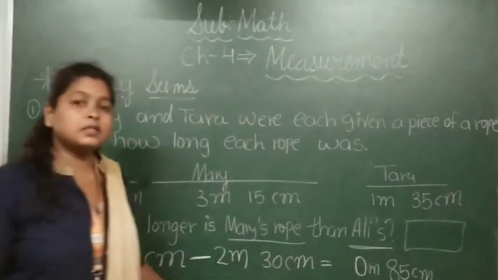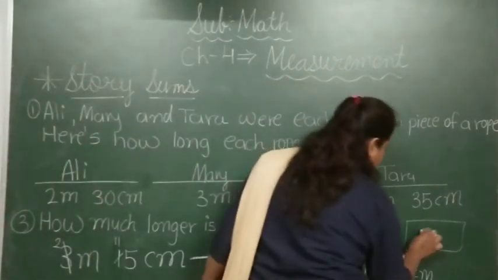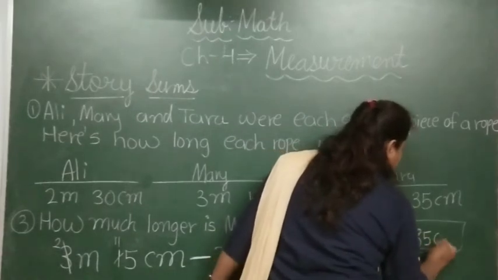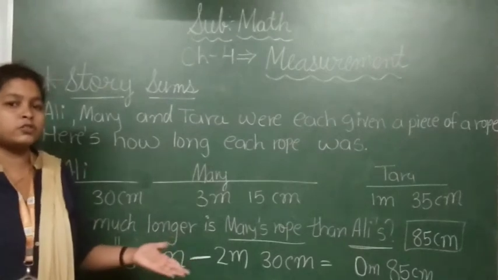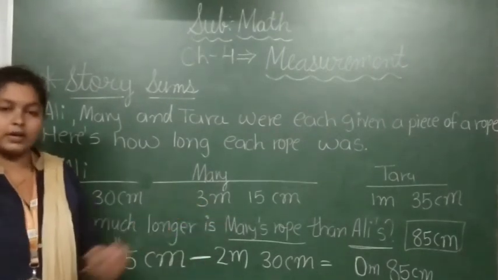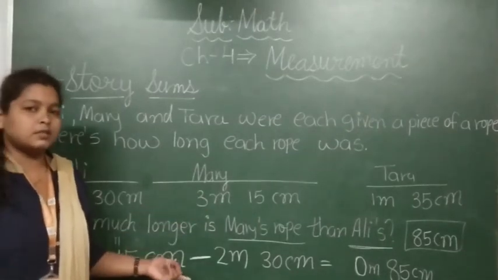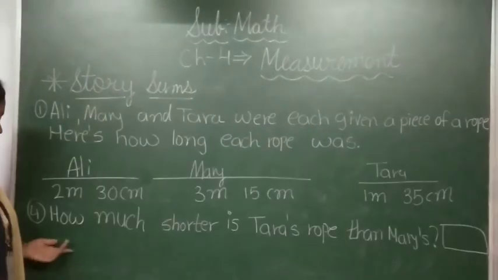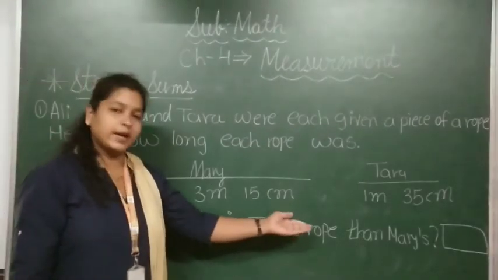So what is your answer? Your answer is only 85 centimeter, because at the place of meter there is nothing. वहाँ पे कुछ नहीं है, that means we have not tried the 0 meter, right? So for that we will write only centimeters amount. So 85 centimeter is our answer. Okay students? Next question, how much shorter is Tara's rock than Mary's?